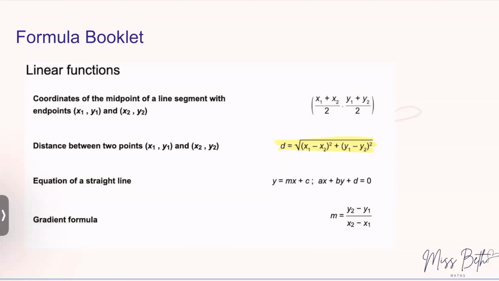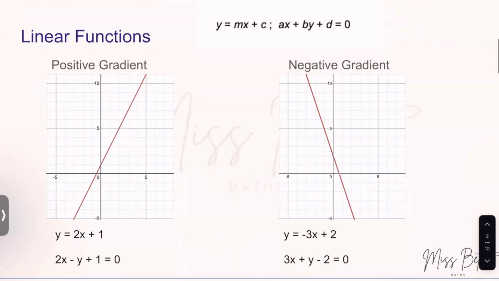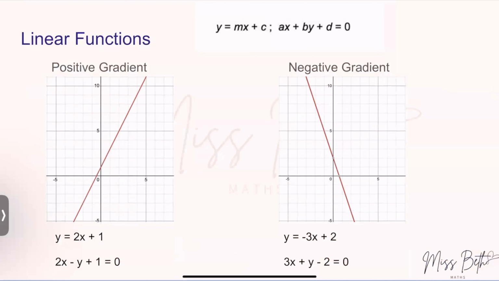Okay, you are also given the equation of a straight line, both in the format of y equals mx plus c, but also this format too. Now, the ax plus by plus d equals 0 is slightly more challenging of a format, but you do need to be familiar with it and just know how to rearrange the two different types, okay? And then, of course, we have the gradient formula, which is basically rise over run. Hopefully you are familiar with that now, okay? So the first thing we're going to look at today is gradient, okay?